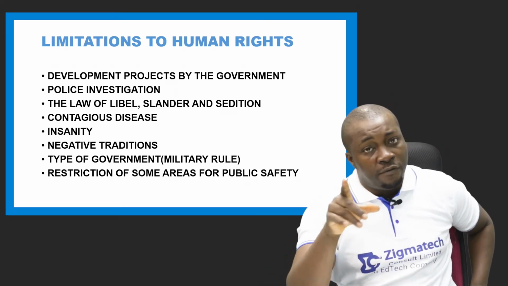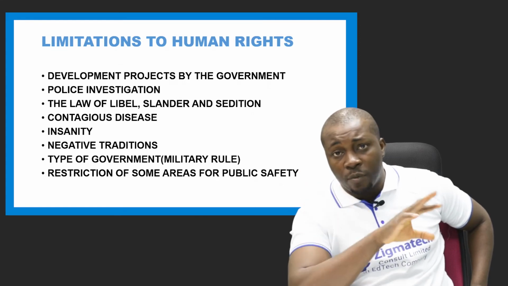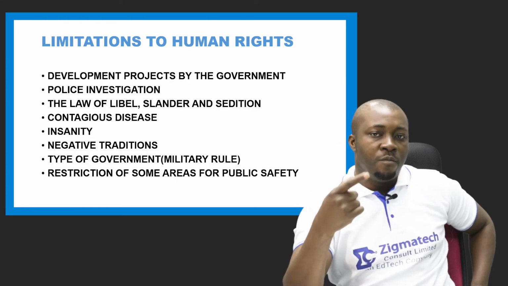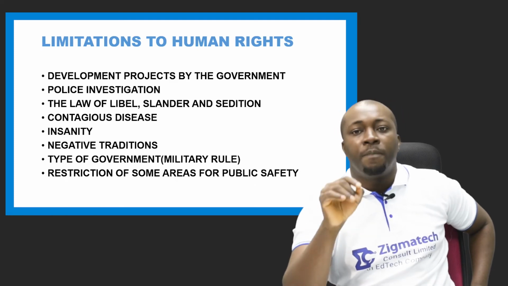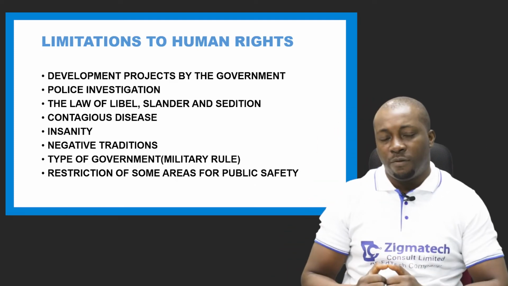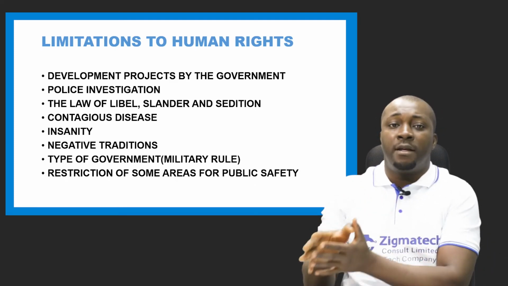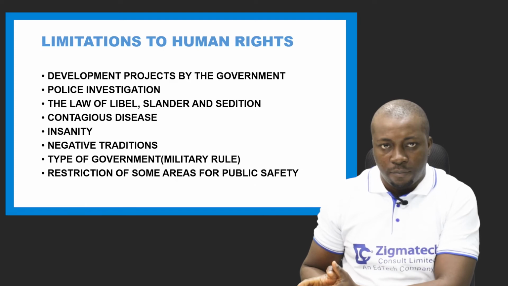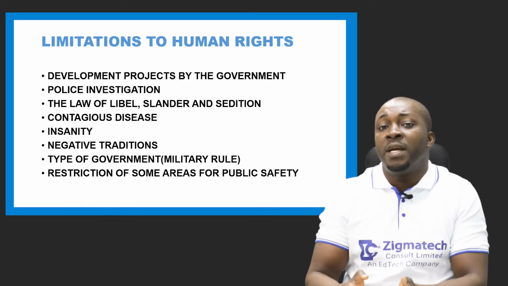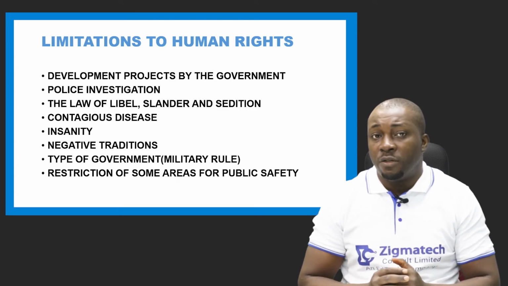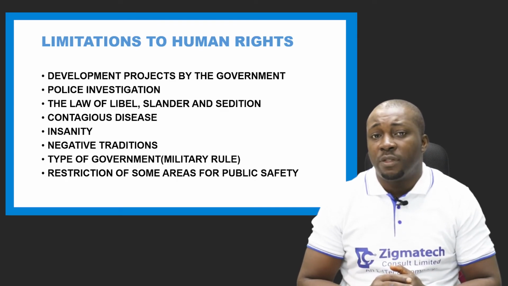Of course, remember COVID-19. What happened to so many people? People were quarantined, isolated. So their freedom of movement was denied. Also, insanity. When somebody is insane, the person can be confined to a psychiatric home and the person's freedom of movement denied. Negative traditions can also affect people's rights.